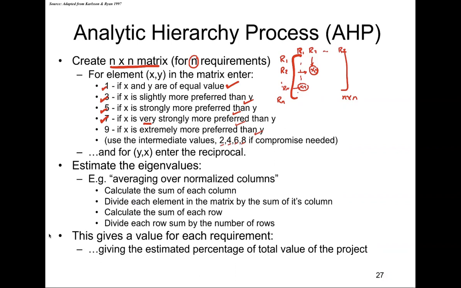If you need to enter the value for y and x, on the other hand, in the matrix, it has to be one over the x and y value. For example, I'm going to make it simple for just 3 requirements, R1, R2, and R3. Of course, the value R1 against R1 is 1 all the time. It's the same value. If R1 against R2 is half, 1 over 2, then R2 against R1 has to be 2. If this is 1 over 3, this has to be 3. And if this is 2, this has to be half.